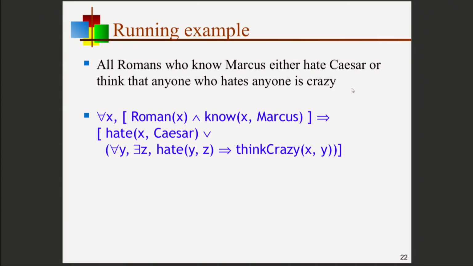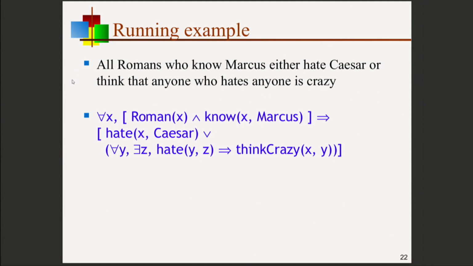So, the first step, and before we start, we will take the same example that is given in the book. This is a running example, where throughout the 9 steps we will follow only the same example. Say the example runs like this: all Romans who know Marcus either hate Caesar or think that anyone who hates anyone is crazy.